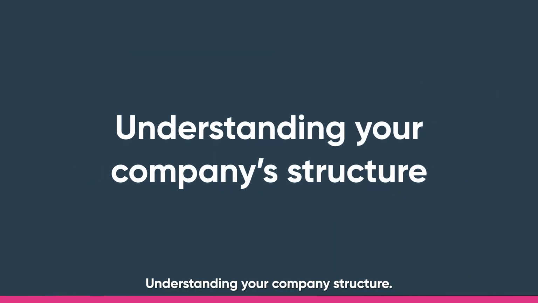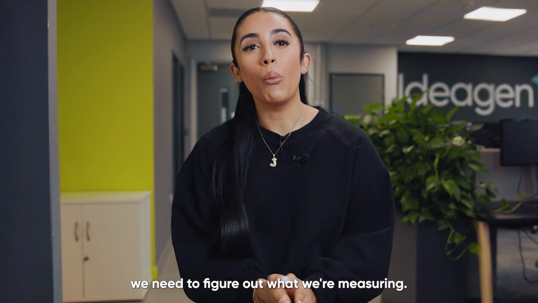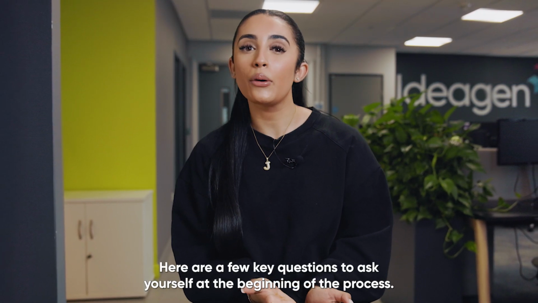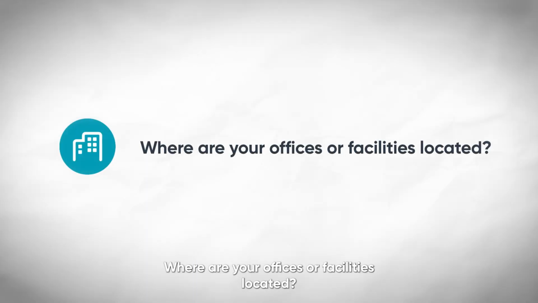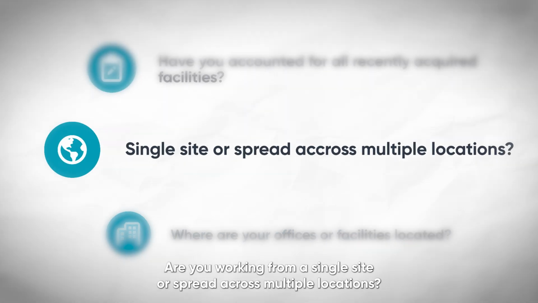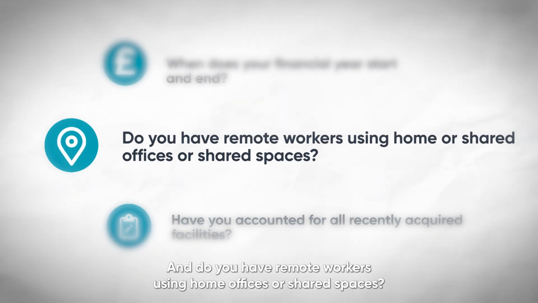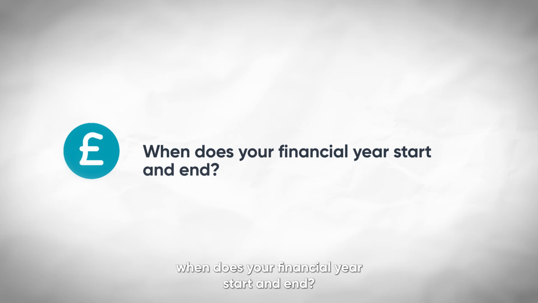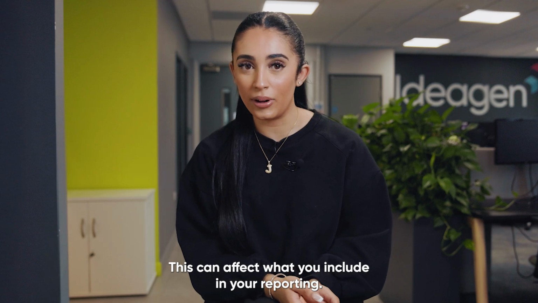Understanding your company's structure. Before we start measuring emissions, we need to figure out what we're measuring. Here are a few key questions to ask yourself at the beginning of the process. Where are your offices or facilities located? Are you working from a single site or spread across multiple locations? Have you accounted for all recently acquired facilities? And do you have remote workers using home offices or shared spaces? Don't forget, when does your financial year start and end? This can affect what you include in your reporting.